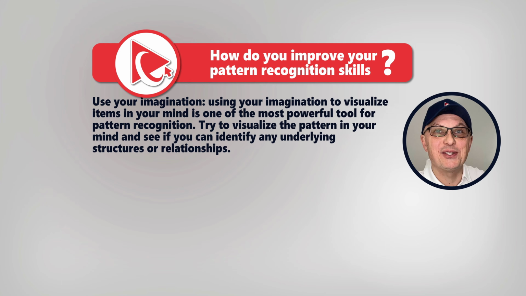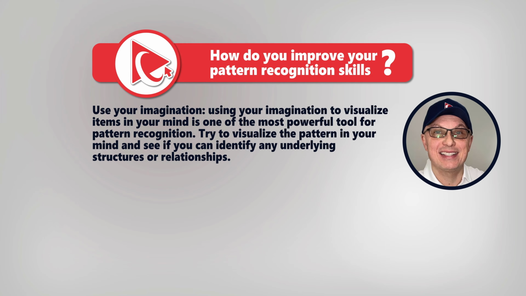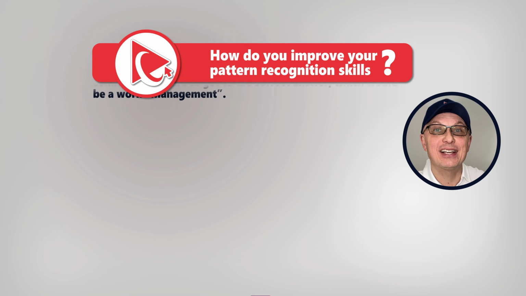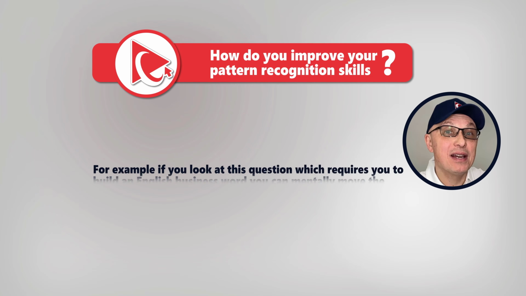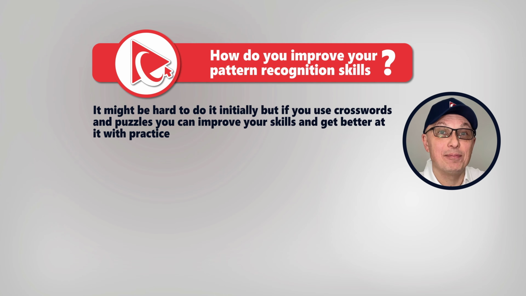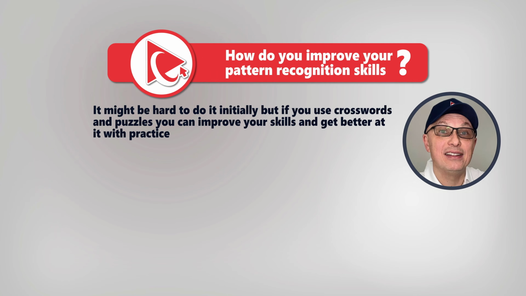One of the very frequent questions we get on this channel is how to improve your pattern recognition skills. One of the key ways is to use your imagination. You can use imagination to visualize items in your mind, and this is one of the most powerful techniques. Let's take a close look at the example. Here, you're required to build an English business word, and you need to use all the letters only once. If you look closely and try to visualize and build the answer in your mind, you can mentally connect the letters and get to the correct answer, which is the word management. It might be hard to do it initially, but if you do crosswords and puzzles, you can improve your skills and get better at this with practice.